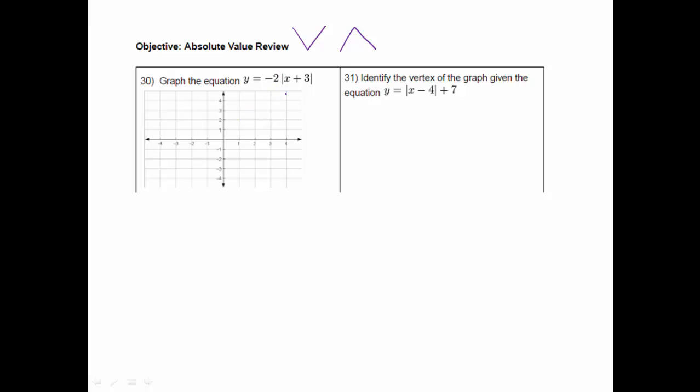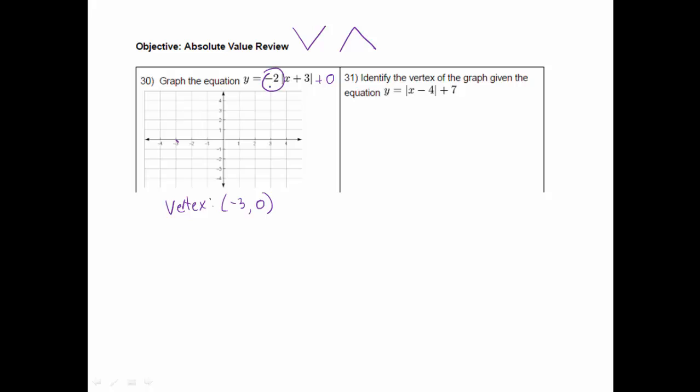So we're first of all going to, again, fish out the vertex. There's no plus anything outside of the absolute value, so I'm just going to put plus 0. So when I go to find that vertex, it's going to be the opposite of the inside, so it's going to be -3, and then the outside is plus 0, so it will be 0. So I'm going to go to the left 3 and stay put and put a point.